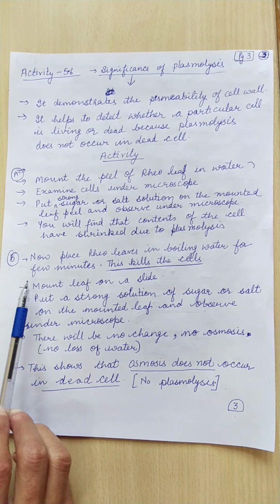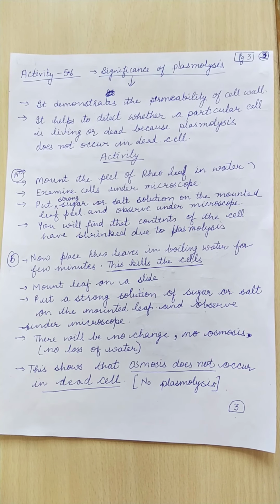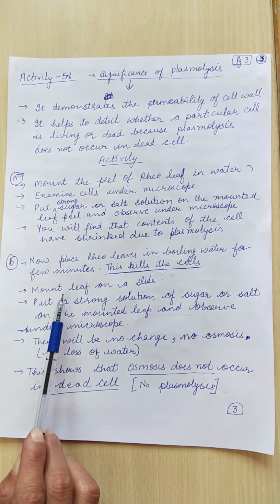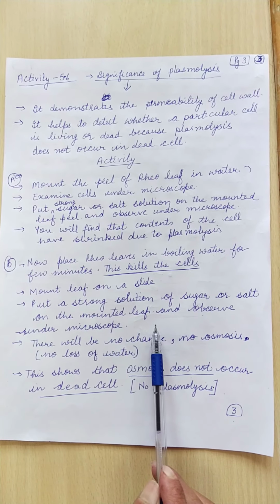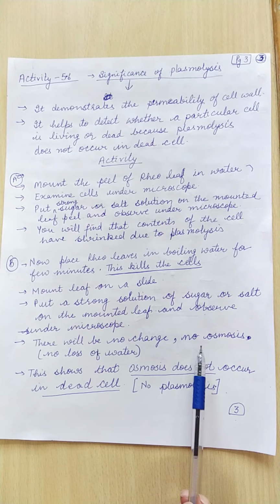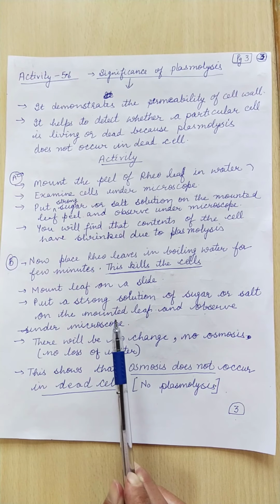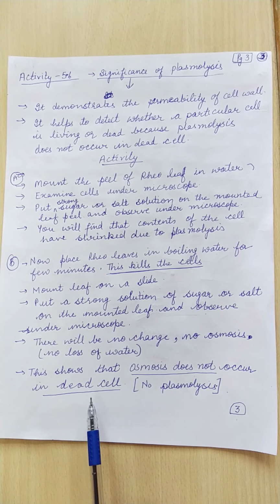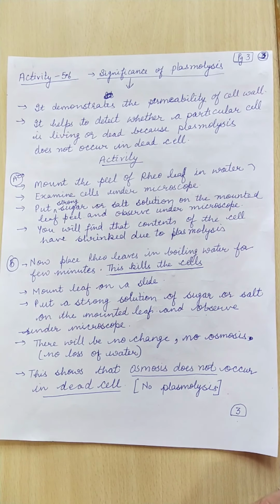But in setup B, the Rheo leaf is firstly boiled. On boiling, the cells will become dead. When the cells are dead and that leaf is mounted on a slide and a strong solution of sugar or salt is put over it, there is no change. Why is there no change? Because no osmosis has taken place. There is no loss of water. So this activity demonstrates that osmosis does not occur in a dead cell, so there is no plasmolysis. This is the significance of plasmolysis.